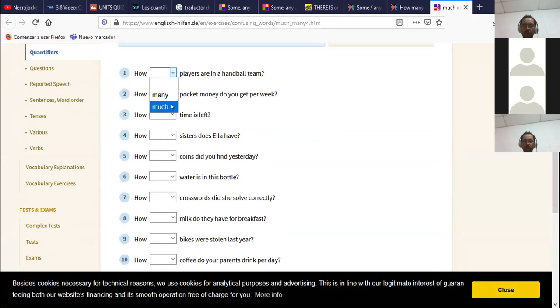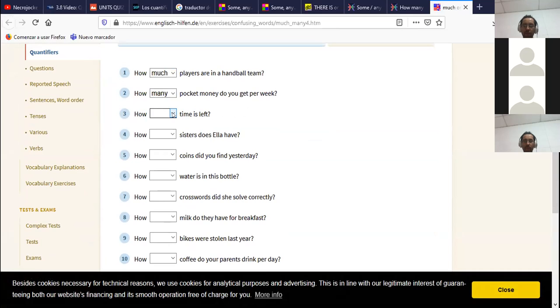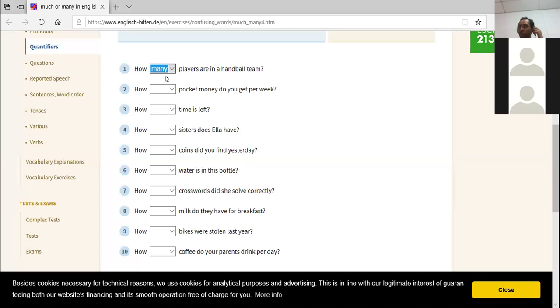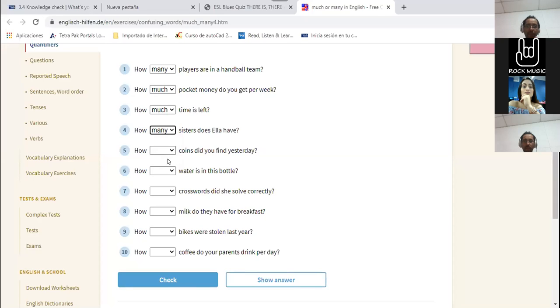how much players are in the handball team? How many, but I need to do better. How many? How many players? Many players. How much pocket money? Much pocket. Do you get per week? How much time is left? Mm-hmm. Many. many sisters does he have? How?